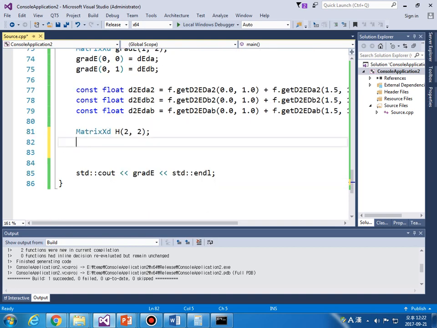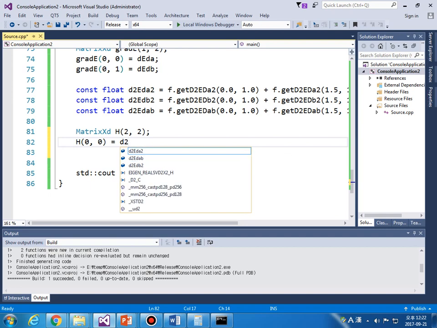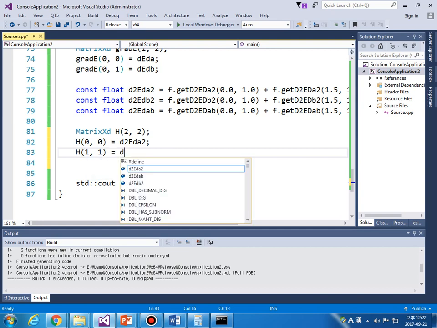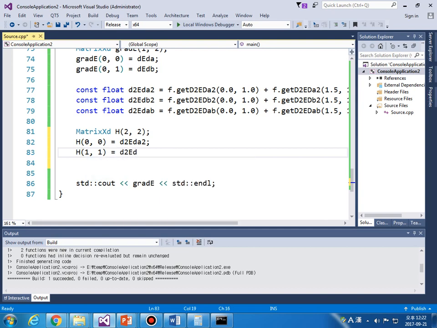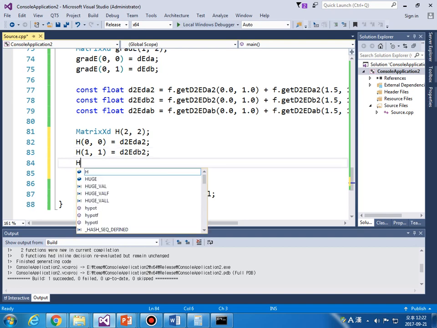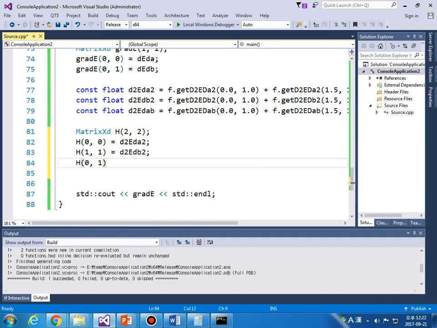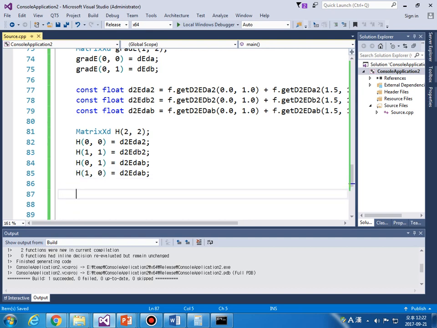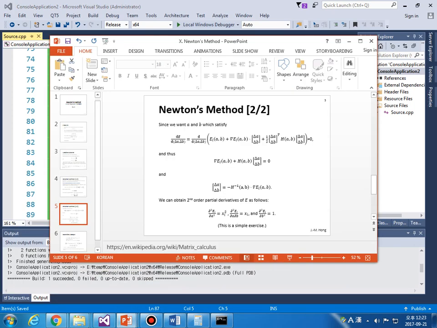So Hessian 0, 0 is the 2EDA2. Hessian 1, 1 the 2EDB2. H01 the 2EDAB, and this is 1, 0, right? Okay, let's go back to the slide.